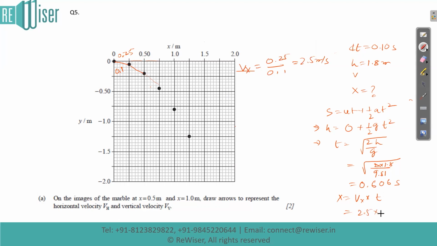2.5 into time, 0.606, is equal to 1.515 meters. It has traveled. So somewhere approximately here.